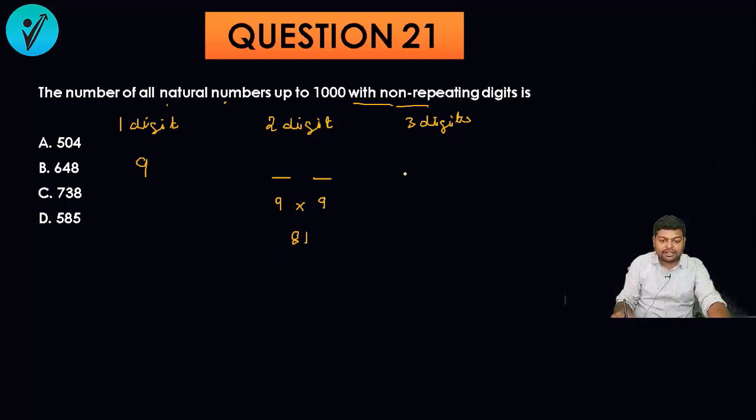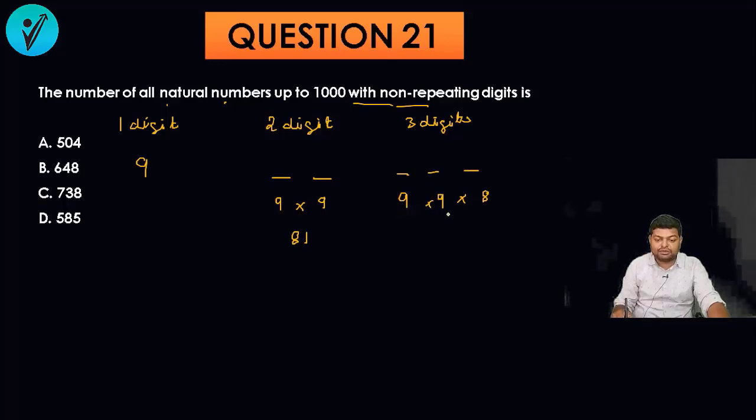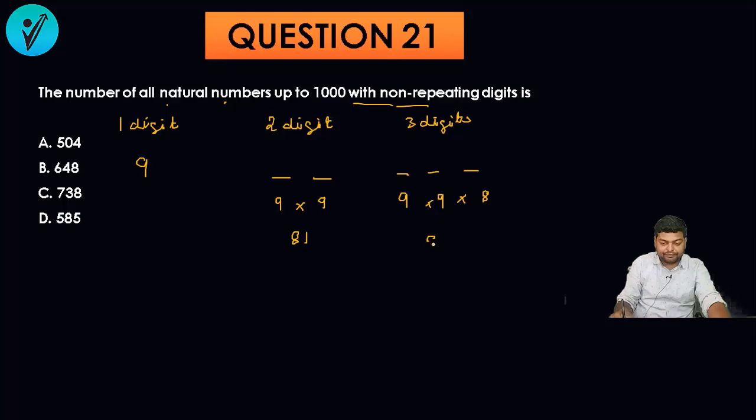If I have to write three digit numbers, so this will be filled in 9 ways, this will be filled in 9 ways and this will be filled in 8 ways. Why? Because repetition is not allowed. So this will be 9 into 9, 81, 81 into 8.